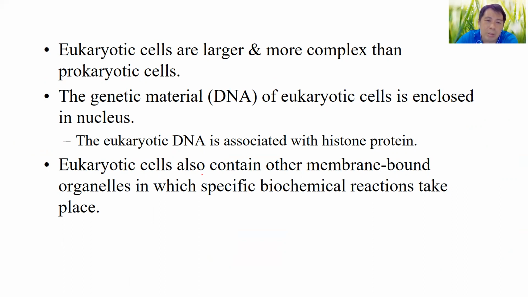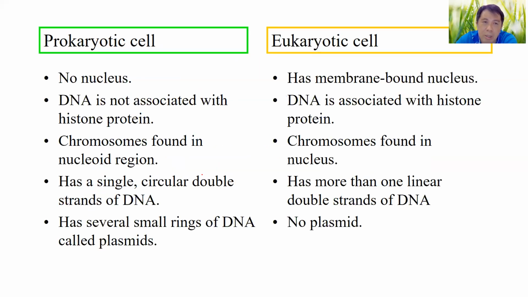Then the eukaryotic cells also contain other membrane-bound organelles in which specific biochemical reactions take place, like the mitochondria, chloroplast, lysosome, Golgi apparatus, endoplasmic reticulum, and so on. So this table here shows the comparisons between prokaryotic cells and eukaryotic cells.